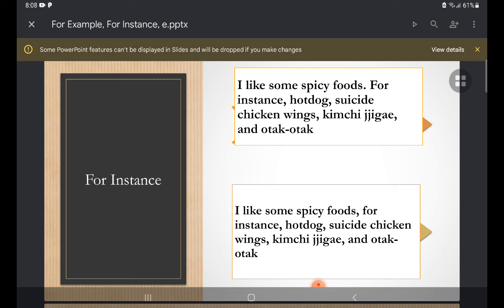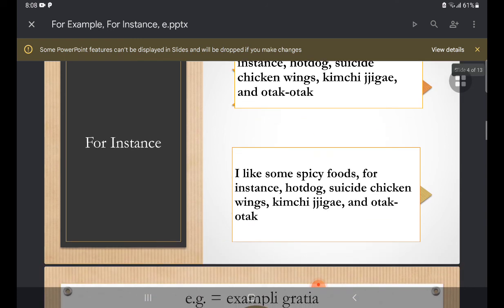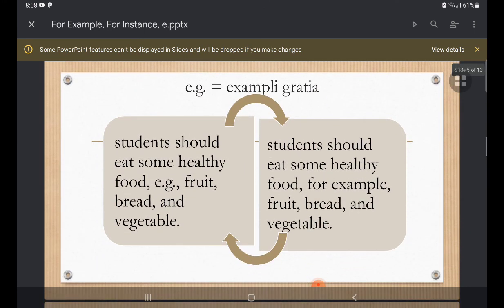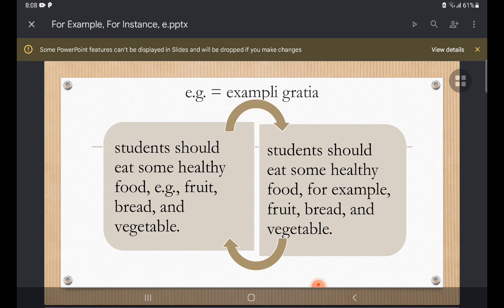Okay, for this one, why is there "for instance"? Because "for example" is commonly used in two contexts, I mean formal and informal. "For instance" can also be an alternative if you want to mention something in a different way. So "for instance" provides a different way to mention things. Okay, now we continue to the e.g. point.